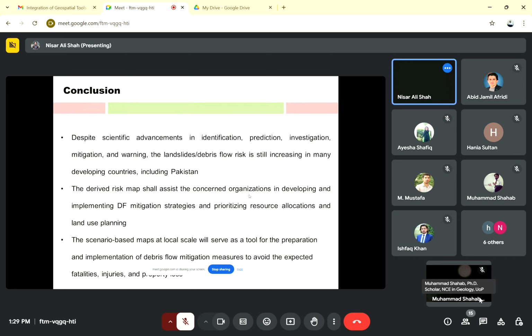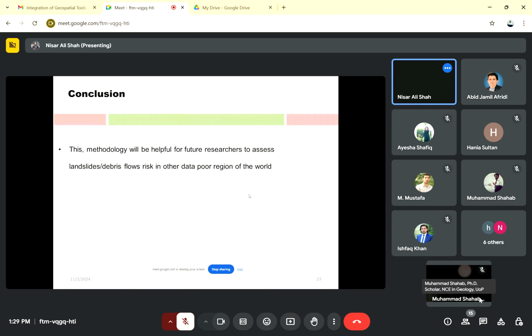And the scenario-based maps at local scale will serve as a tool for the preparation and implementation of debris flow mitigation measures to avoid the expected fatalities and injuries in the area. And the basic objective, which I think is the main use for further researchers, is that this methodology will suggest to new researchers how you can cover the data limitation for the region and the further work.